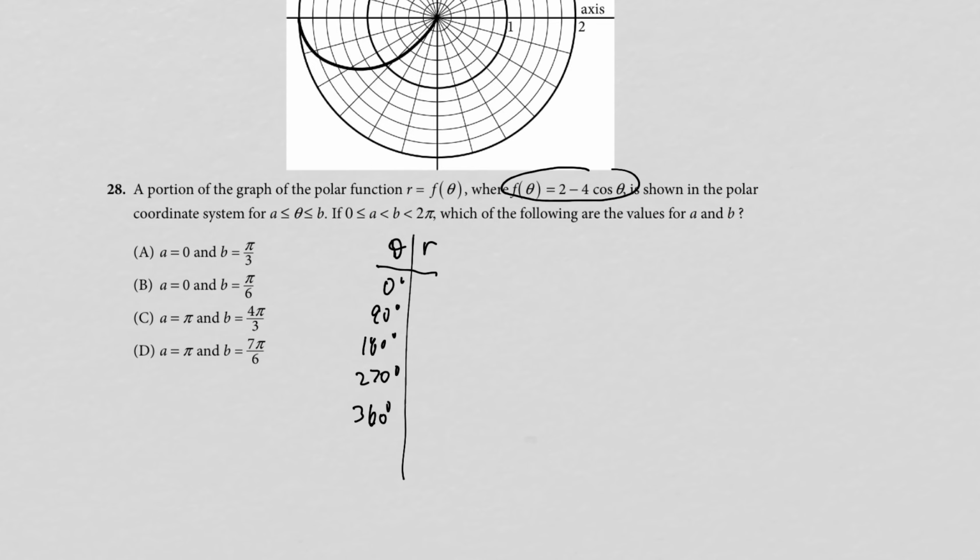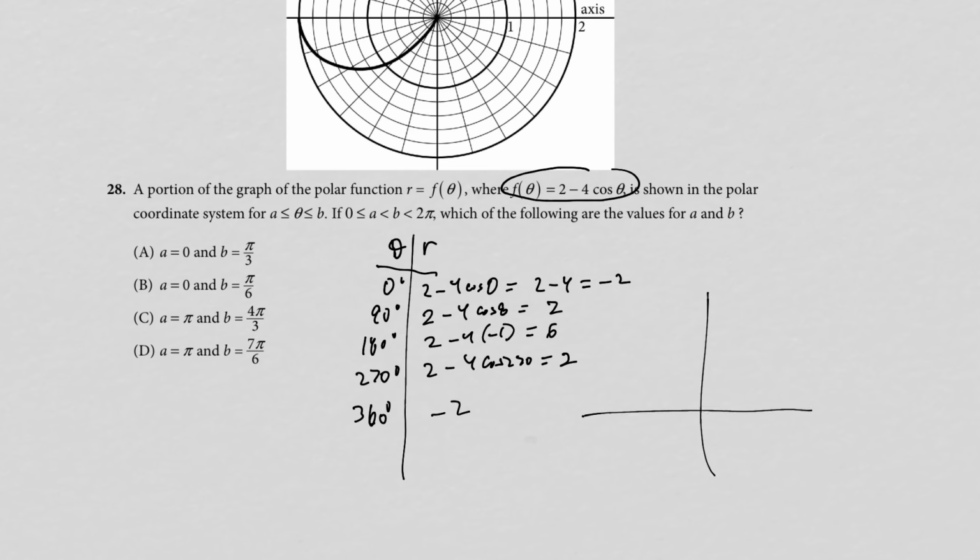So if you put 0 in, you get 2 minus 4 cosine 0. You do need to know that cosine 0 is 1, so 2 minus 4 is negative 2. And for 90, cosine of 90 is 0, so this becomes 2. Cosine of 270 is also 0, so that becomes 2. Cosine of 180 is negative 1, so this becomes 6. And 0 and 360 go the same way. So at 0, that's pretty annoying. At 0, it's negative 2. So this is the first point that gets graphed.